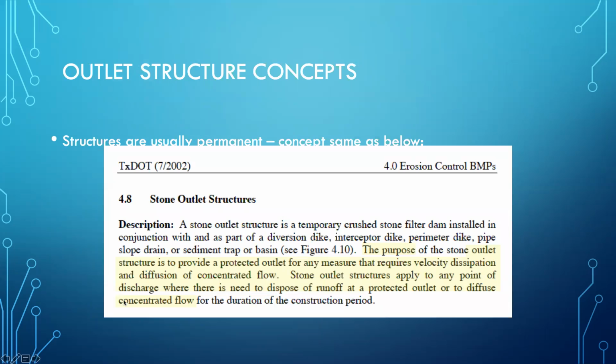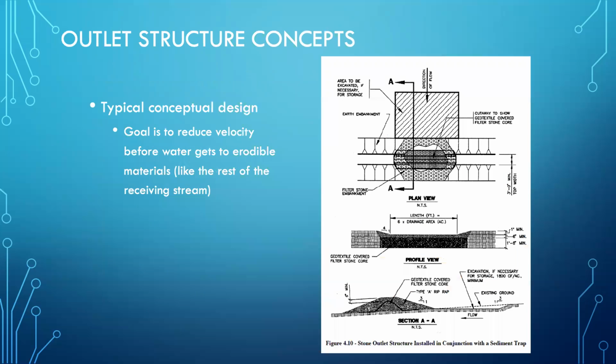That doesn't mean abandon armoring. It gets used. Here's an example from that 2002 manual on stone structures, and it's where we need to dispose of runoff at a protected outlet or diffuse concentrated flow before release back into the environment.